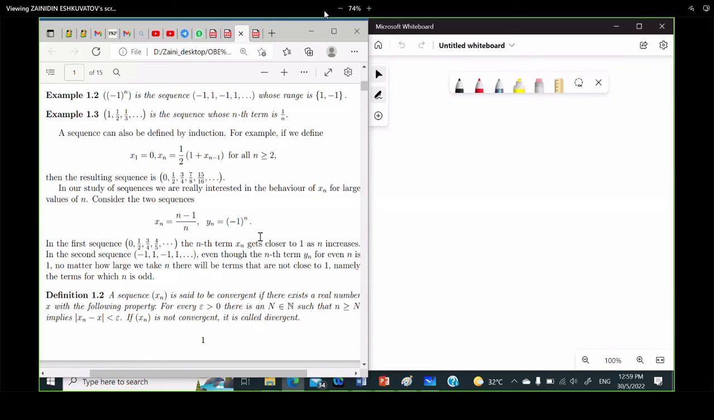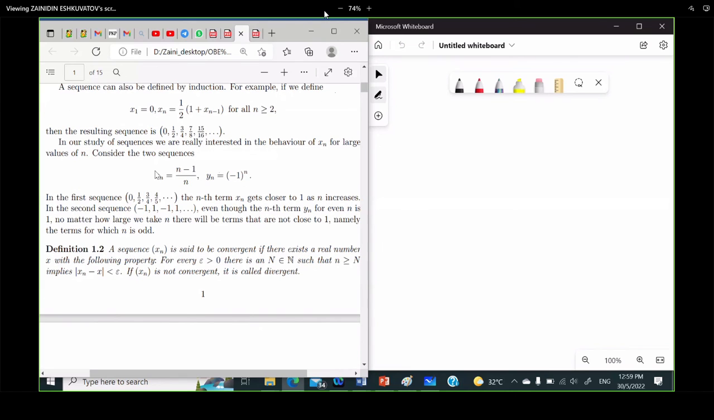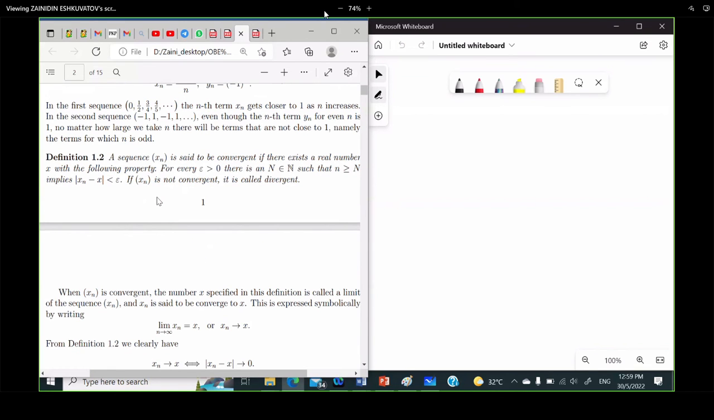Now you can see all these sequences approaching some number, which means it is a convergent sequence. So how do we understand a convergent sequence in terms of a mathematical definition? This is a very clear definition. A sequence xn is said to be convergent if there exists a real number x with the following property: for every epsilon, there is an n.